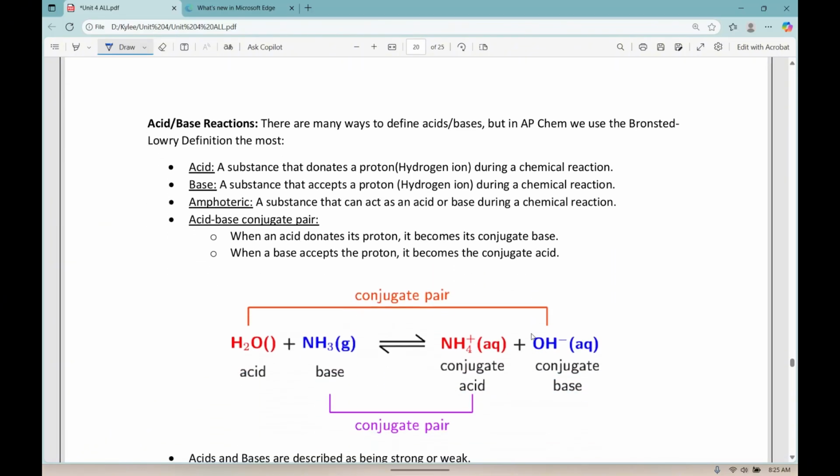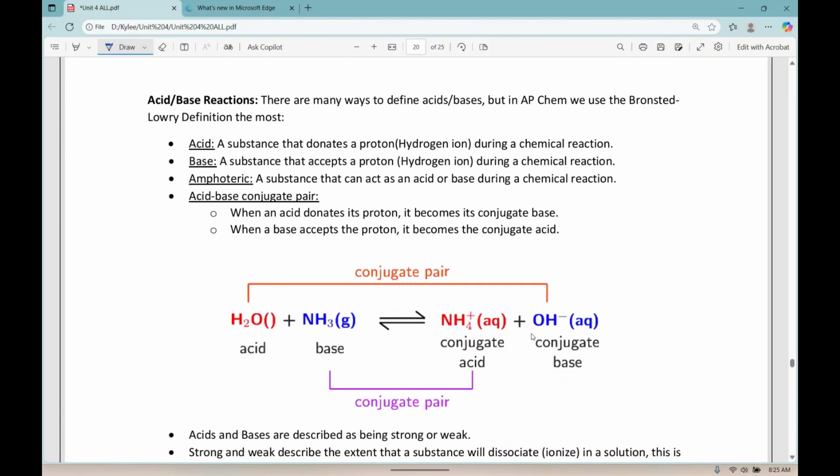The other thing that's introduced here is a special subcategory of reactions called acid-base reactions, and typically when we do acid-base reactions, it's important to understand what is acting as the acid and what is acting as the base. So in AP Chemistry, we focus on the Bronsted-Lowry definition of acid and base. There are actually 3 different definitions for acids and bases, but for AP Chem, we focus on the Bronsted-Lowry, which has to do with an acid being the proton donor and the base being the proton acceptor.